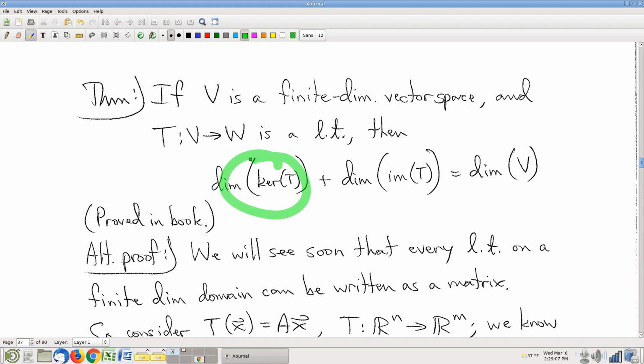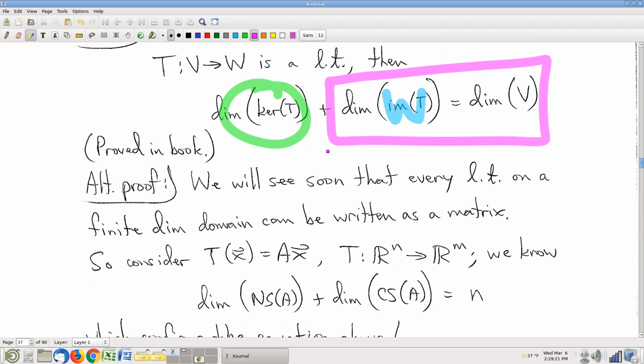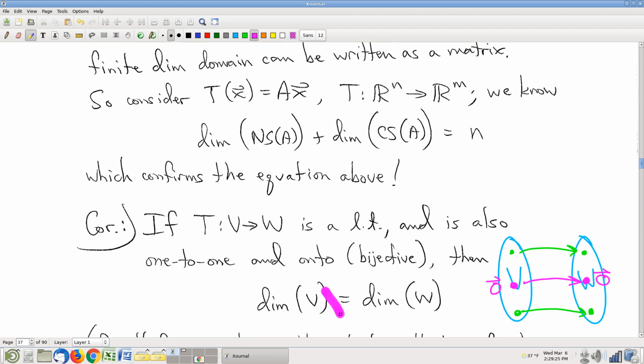And so that means that the image is W, and therefore the dimension of W is equal to the dimension of V. So this is an immediate consequence of our revamped rank-nullity theorem. Dimension of V is equal to dimension of W.